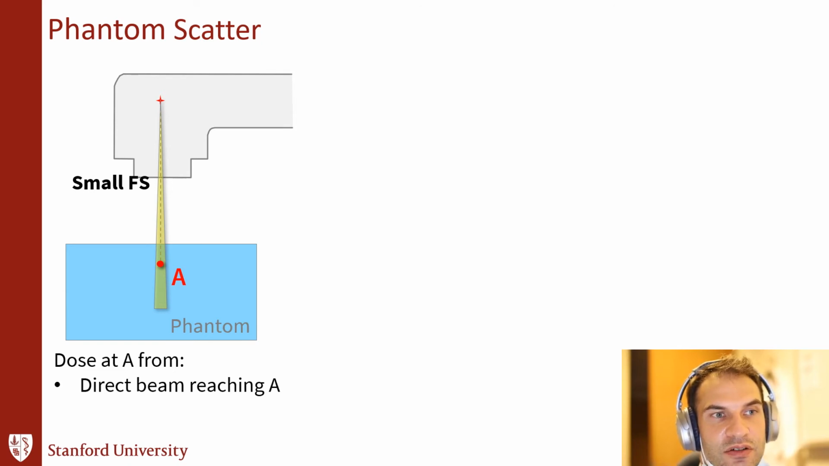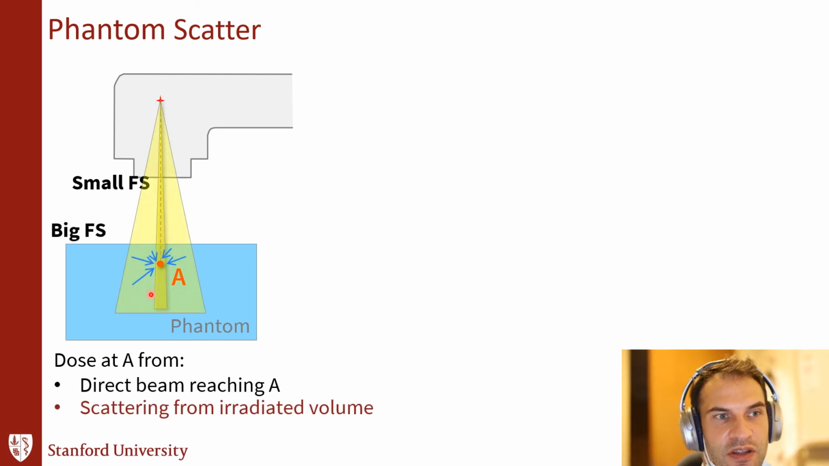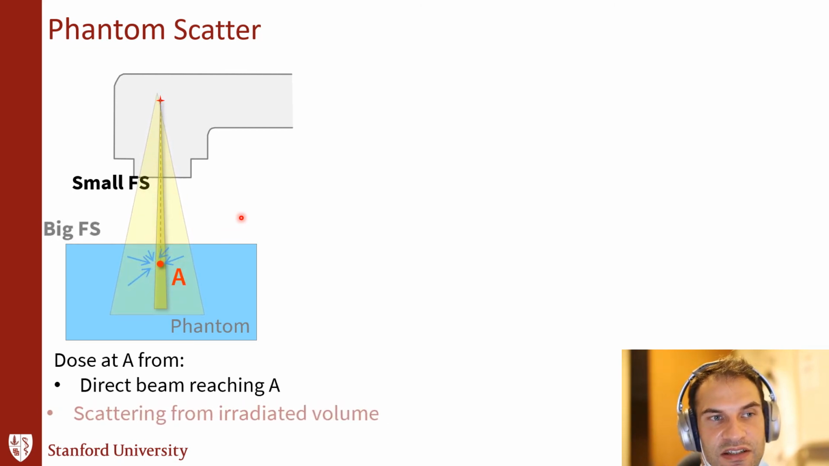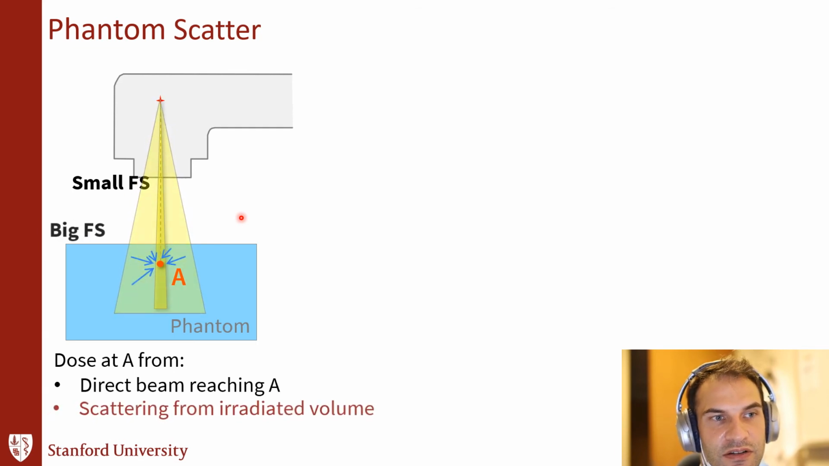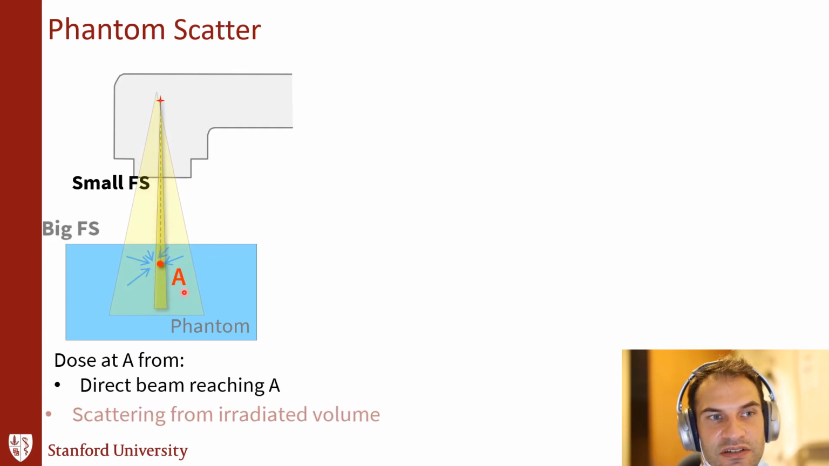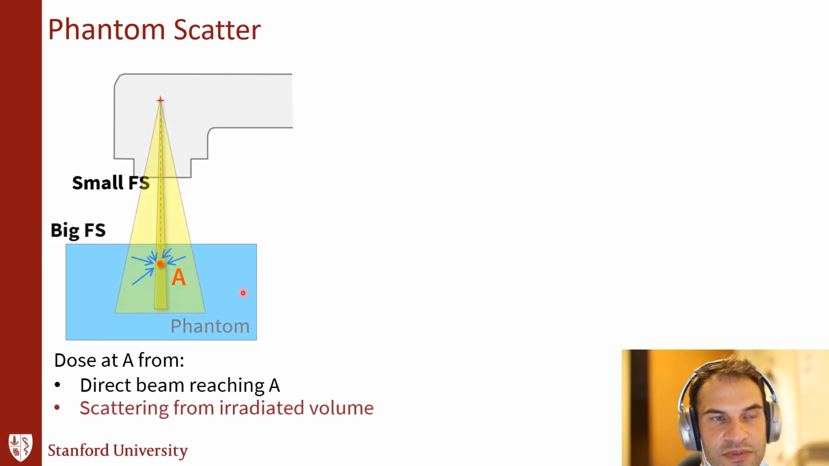Scatter can be broken down into two components mainly. Phantom scatter: when we have a small field size, we don't have much phantom scatter. The dose at point A here is mainly from the direct beam and only the direct beam. When you increase the field size, additional dose adds up to point A from scattering from the other regions of the irradiated field. As you change the field size, you change the amount of scatter that reaches A. The scatter that originates in the phantom or patient from surrounding areas is called phantom scatter.